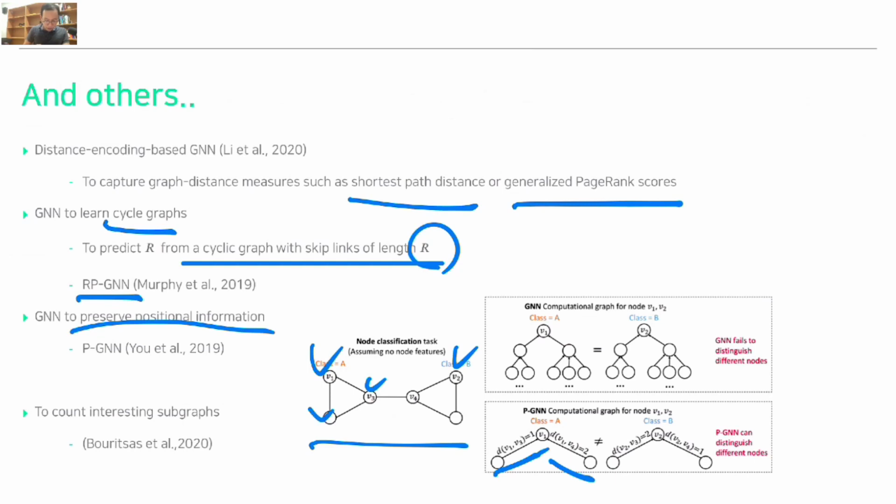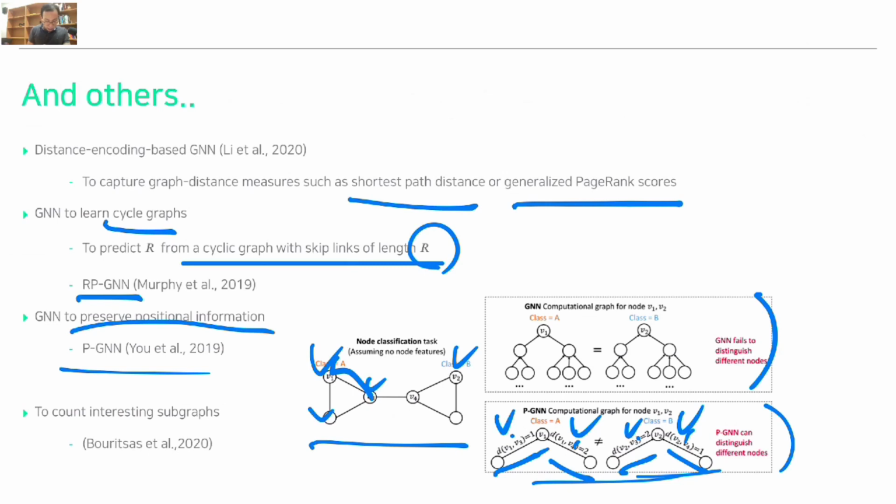Between V1 and V3, the distance is 1, so just one hop away. The distance between V1 and V4 is 2. Between V2 and V3, we have 2. Between V2 and V4, we have 1. So we have different distance vectors. So we are able to see they are different, and they try to preserve this information in their proposed GNN. But the existing GNN and GCN fail to distinguish different nodes because they are structurally equivalent. So they try to utilize this distance information in their GNN. They proposed a new GNN structure.